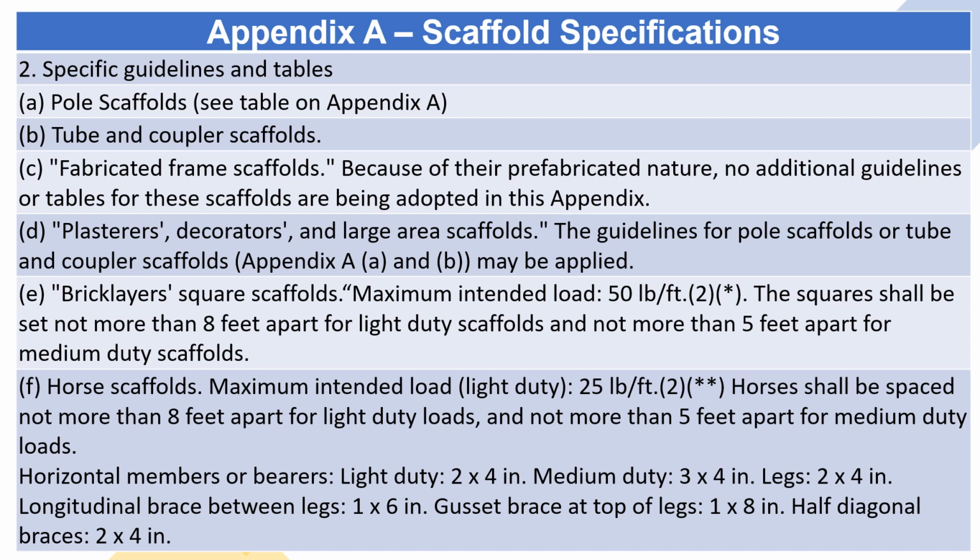F. Horse scaffolds. Maximum intended load, light-duty 25 pounds per ft². Horses shall be spaced not more than 8 feet apart for light-duty loads, and not more than 5 feet apart for medium-duty loads. Horizontal members or bearers, light-duty, 2 by 4 inches. Medium-duty, 3 by 4 inches. Legs, 2 by 4 inches. Longitudinal brace between legs, 1 by 6 inches. Gusset brace at top of legs, 1 by 8 inches. Half diagonal braces, 2 by 4 inches.